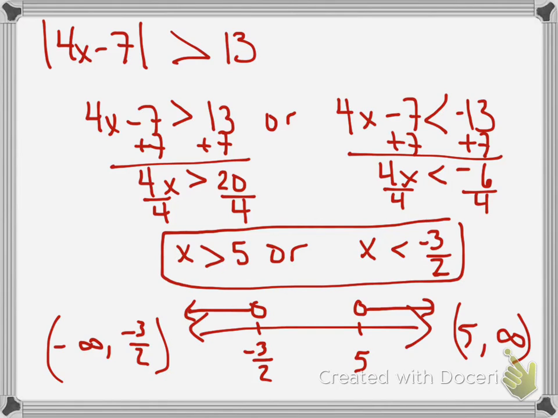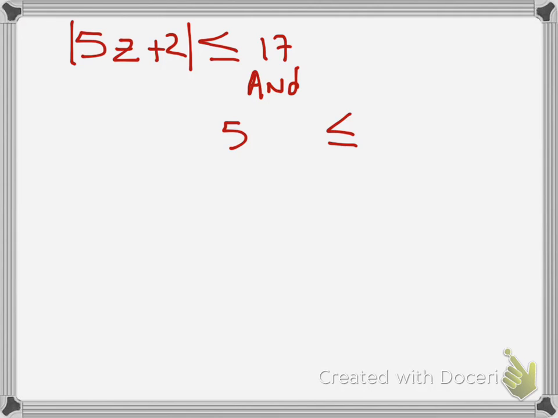Now, those two were greater. Let's look at two examples of less than. All right, so I've got this one right here. It says the absolute value of 5z plus 2 less than 17. Less than or equal to, actually. So there's my and. So that basically means ands are the ones where we can put numbers in the middle.